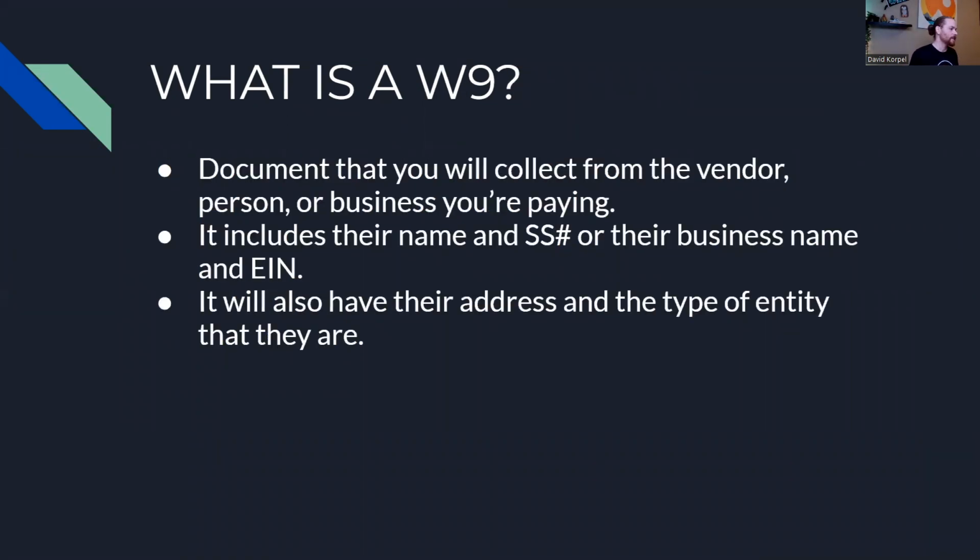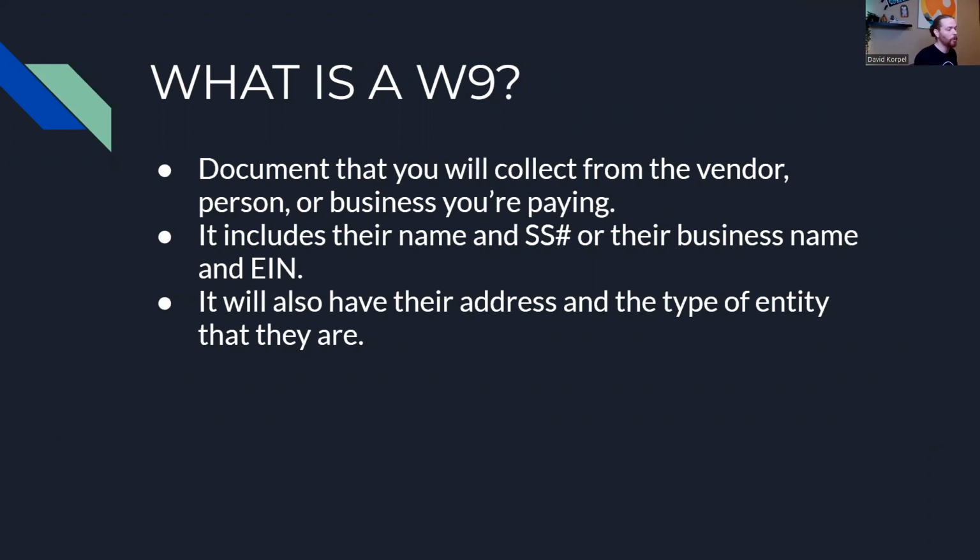So that's 1099. Let's talk about something else that kind of corresponds with the 1099, and that's a W-9. And a W-9 is actually the document that you collect from the vendor or the person or the business that you're paying. And on the W-9 should be their name or their business name and their corresponding social and EIN. And it should also have their address and their entity type.